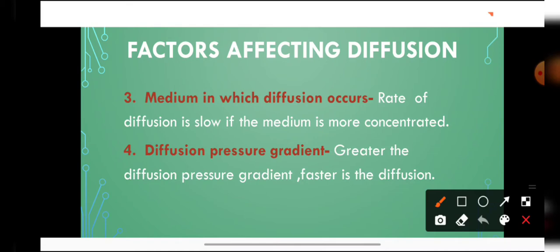The fourth factor is the diffusion pressure gradient. Diffusion pressure gradient is the difference in the diffusion pressure along the two sides of the membrane. So if the difference of the diffusion pressure along the two sides of the membrane is greater, then the rate of diffusion will be faster. And if the diffusion pressure gradient is low, then the rate of diffusion will be slower. So these are the four factors which affect the rate of diffusion.